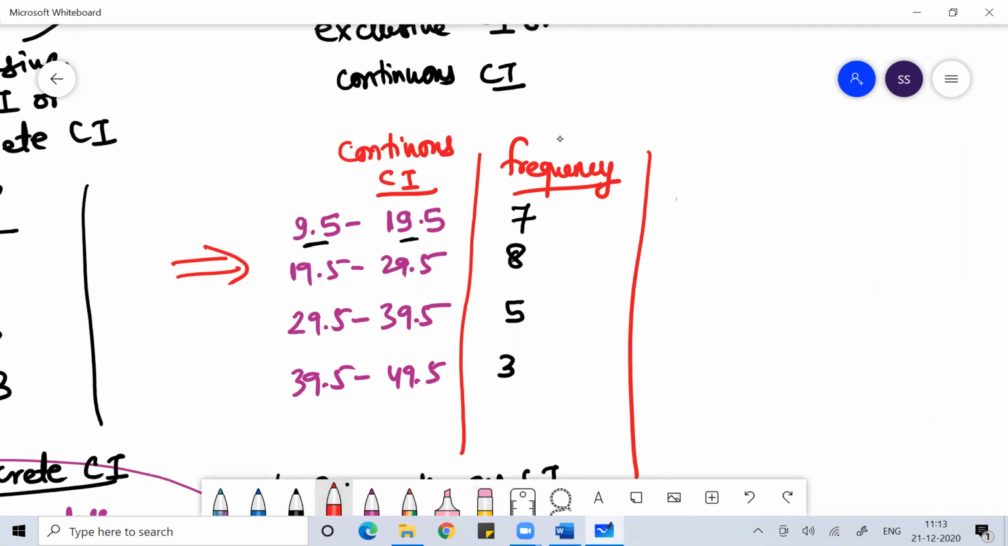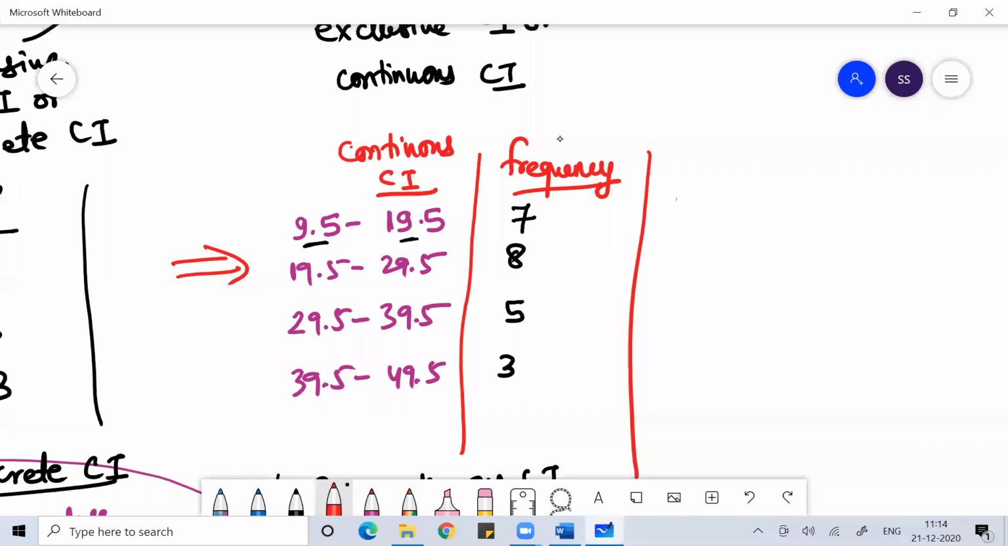So I'm assuming that because nobody is replying, you are understanding everything. So you understood what class boundary is, what class limit is, and what class width is. Class width is the difference between upper class boundary and lower class boundary. So you have understood the difference between each of them.